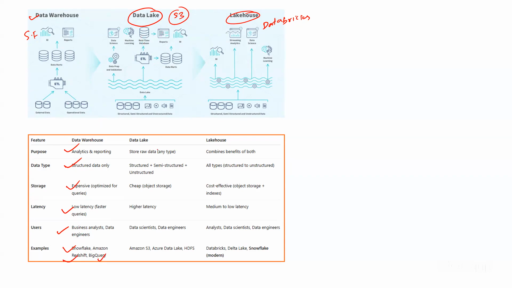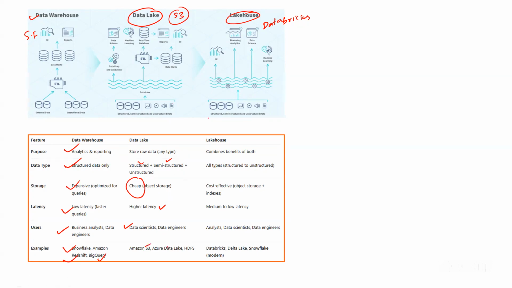Coming to the data lake, we have seen that we can store any type of data inside it. It can be structured, unstructured, semi-structured, any kind of data. Since it's a data lake, storage is very cheap. Here there is high latency. Why? Because if you want to process any data from your data lake, you have to bring it to tools like Databricks or Snowflake. So you can expect some latency working on top of your data lake, where a data scientist, data analyst, or data engineer can work. Examples are S3 and HDFS.